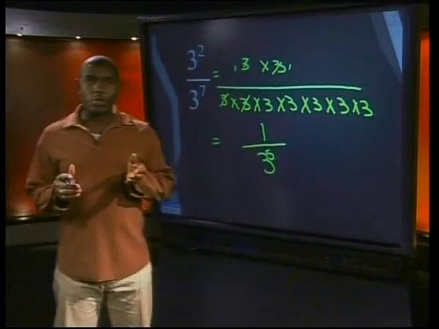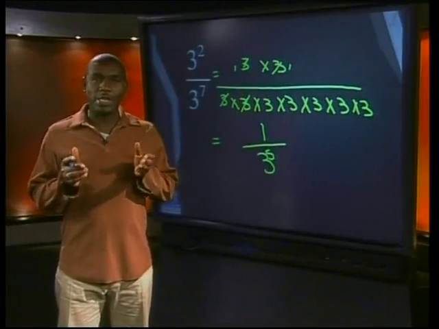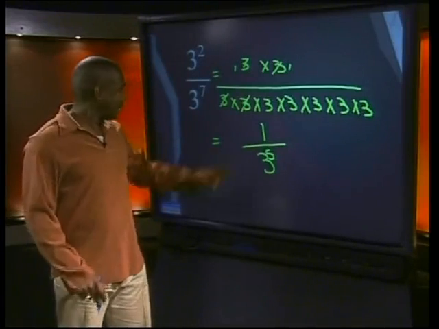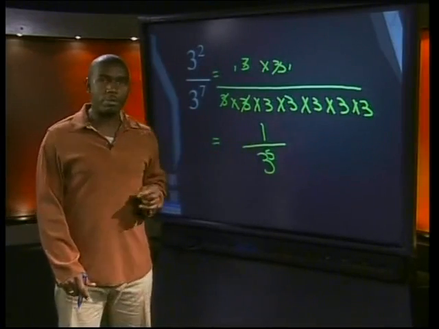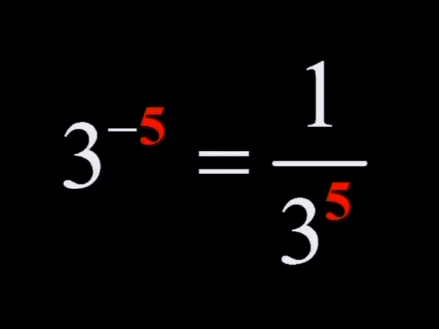The first answer we got was 3 to the negative 5. The second answer we got was 1 divided by 3 to the power of 5. Both must be correct. So we can say that they are equal.